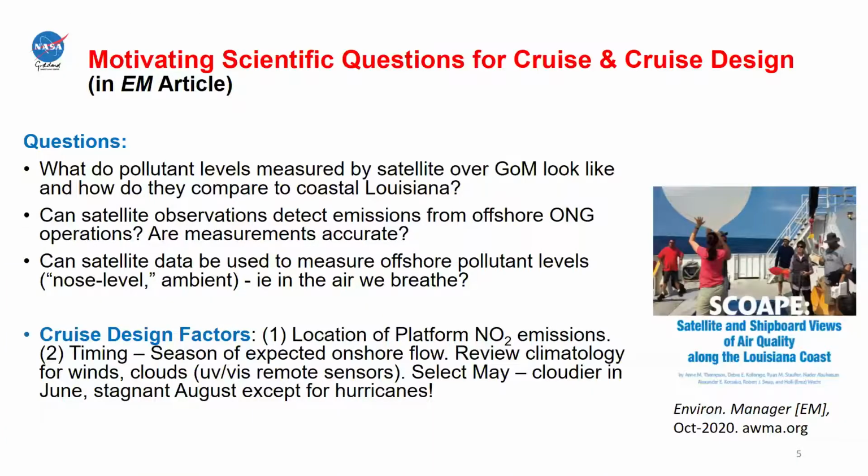So the questions that we posed to answer very broadly, these are the questions that are summarized in this EM article that just came out, is that we simply wanted to look at pollutant measures that are measured by satellite over the Gulf, as well as our data from the ship, both the remote sensing and the in situ. What does that look like? And what are the satellite images in particular? And there are of course EPA monitors over Louisiana. How do the Gulf and the coastline compare?